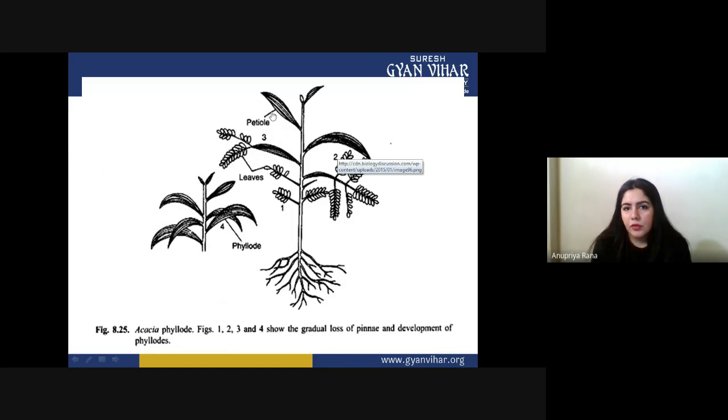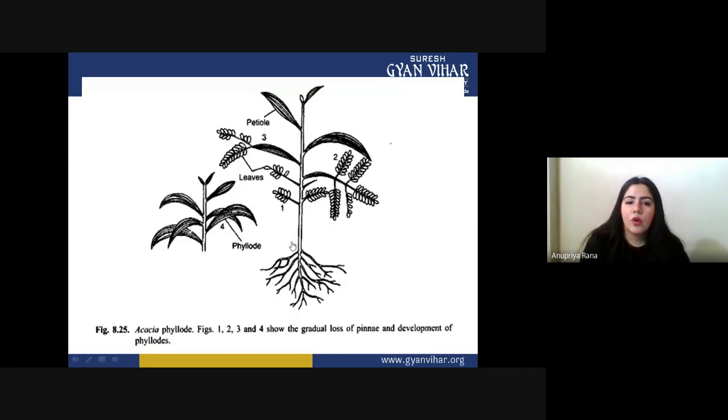This petiole becomes fleshy here. Normally a petiole looks like this, attaching the leaf to the stem. But here you can see the petiole becomes very swollen and very thick. That thick structure of the petiole is known as phyllodes. That kind of swollen structure is known as a phyllode structure.